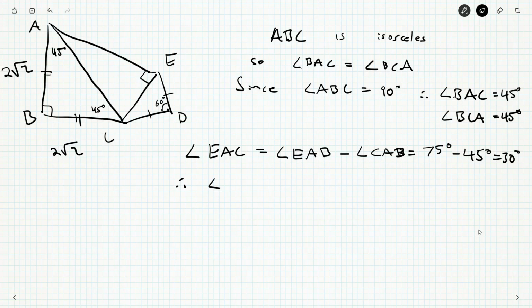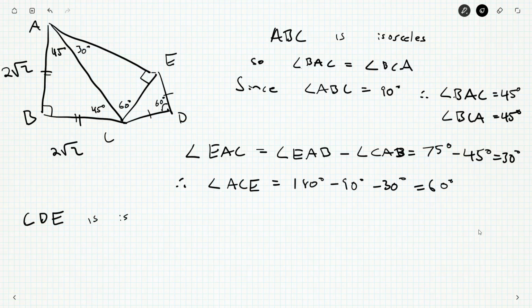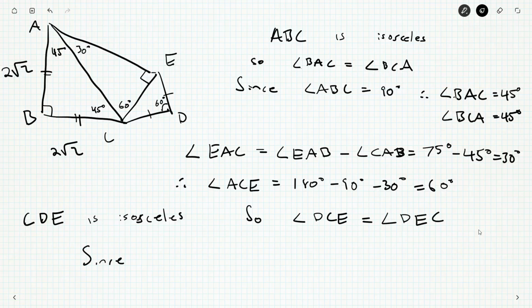Therefore, angle ACE is 180 minus 90 minus 30. We have 60 degrees down here. Okay, finally, CDE is also isosceles. So angle DCE is equal to DEC, and these guys are also 60 degrees.